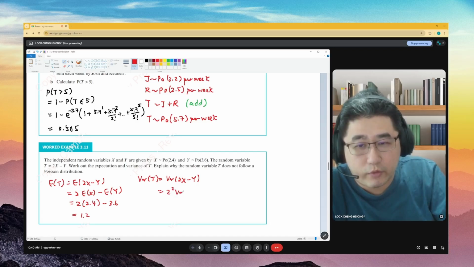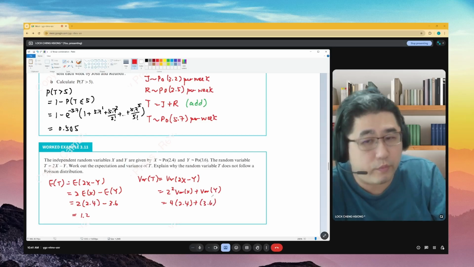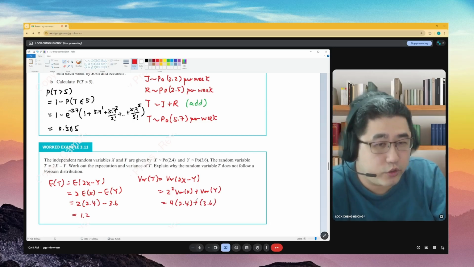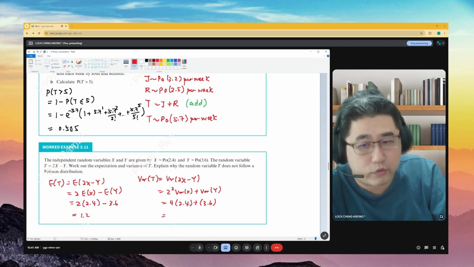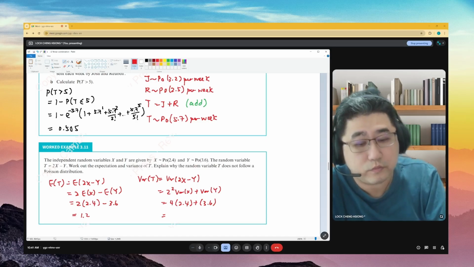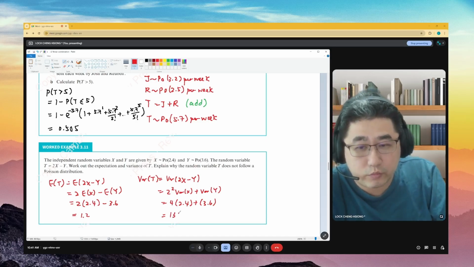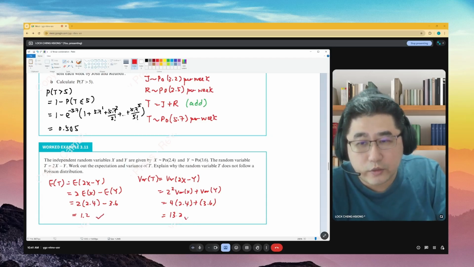That is 2 squared times the variance of X plus the variance of Y, which gives you 4 times 2.4 plus 3.6. If you remember correctly, the mean of a Poisson distribution is lambda, and the variance of a Poisson distribution is also lambda. Therefore, this is 2.4 and this is 3.6. So we plug in the information, and I have the value 13.2. So we managed to get 1.2 and 13.2.